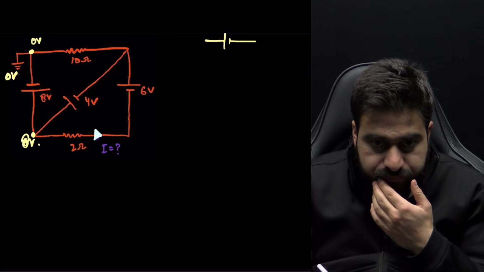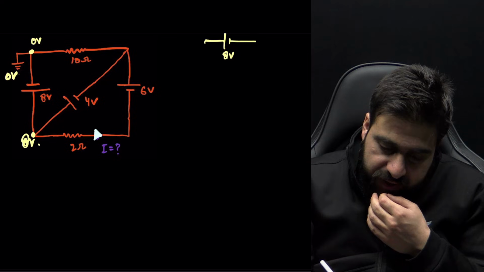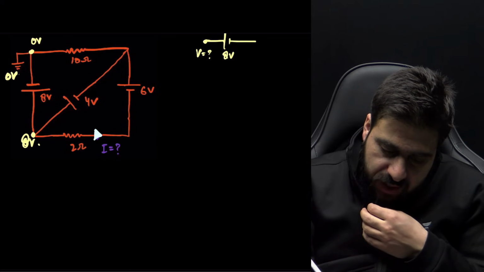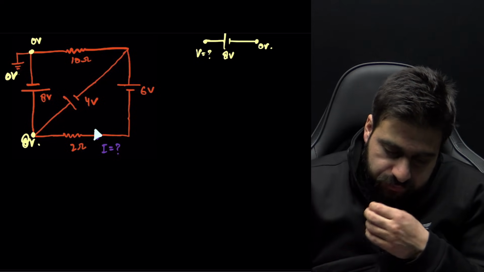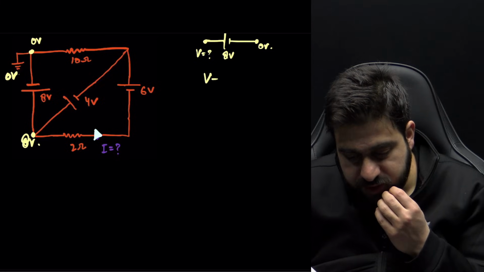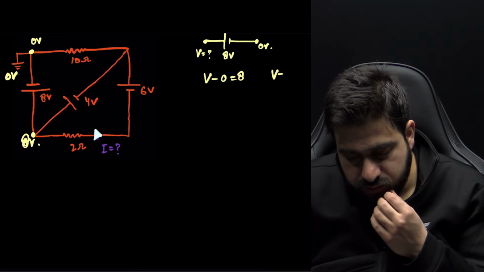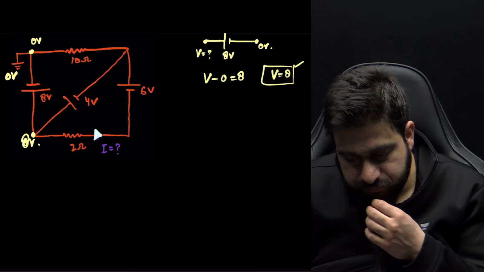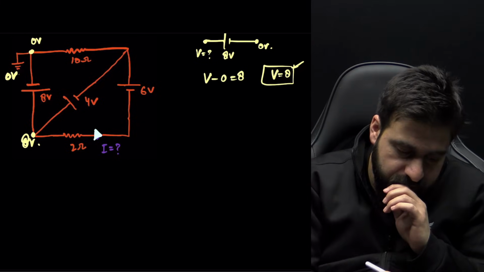If this is a battery, this is an 8 volt battery. You have to tell me potential of this, and potential of this end is 0 volt. What will you say? Higher minus lower. That is V minus 0 is equal to 8. So V will be equal to 8.